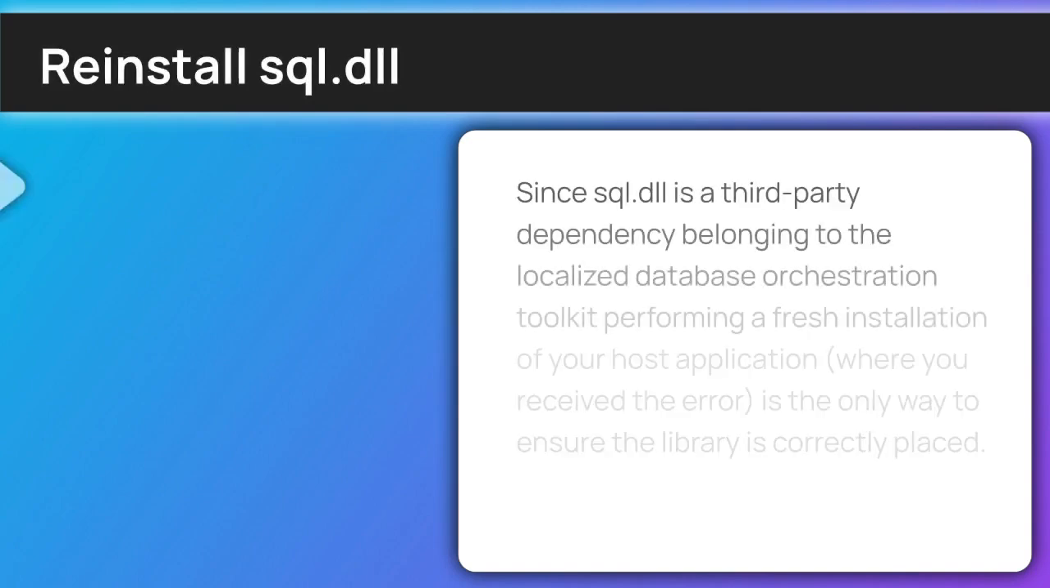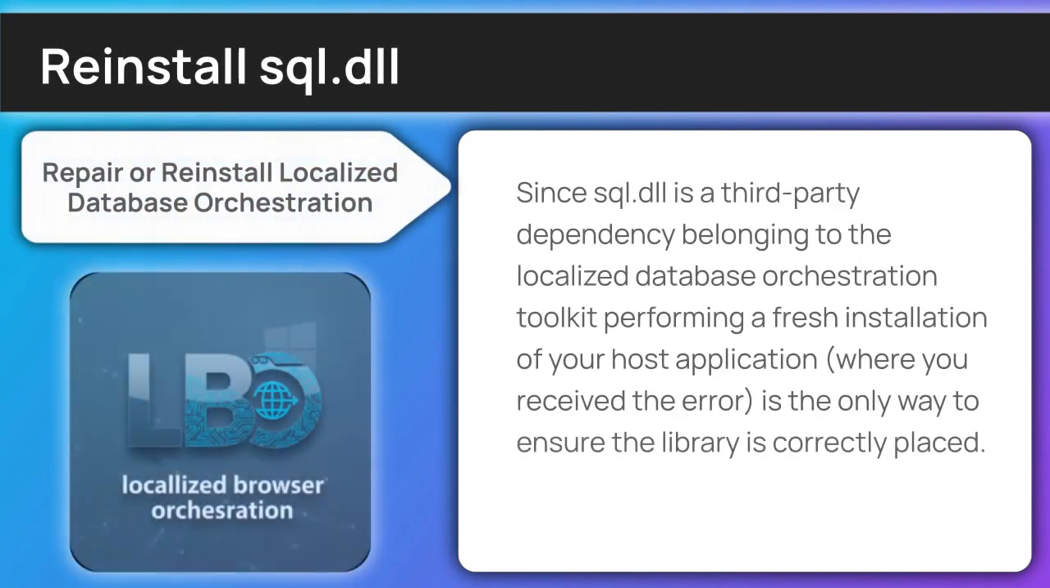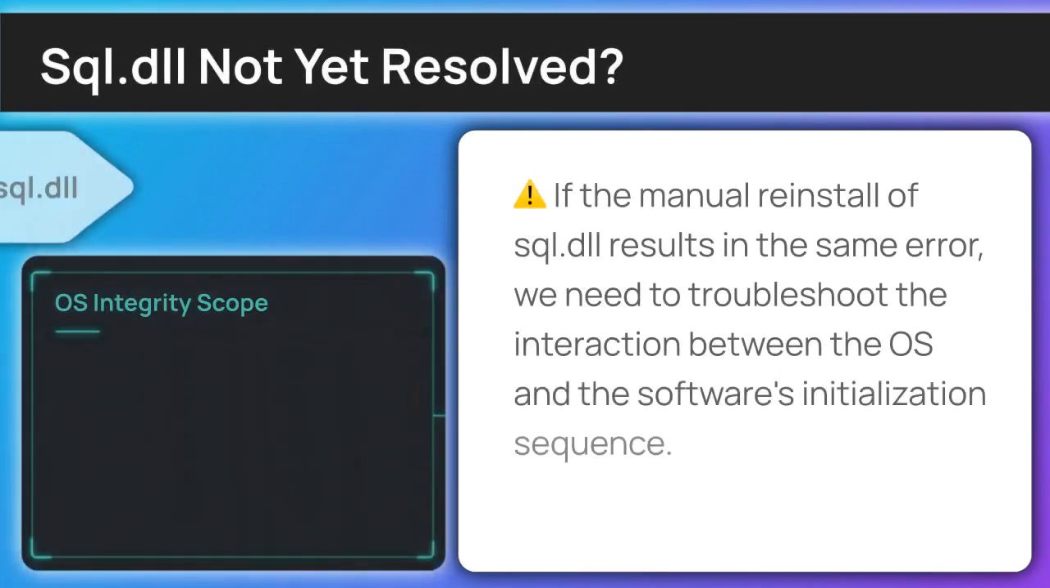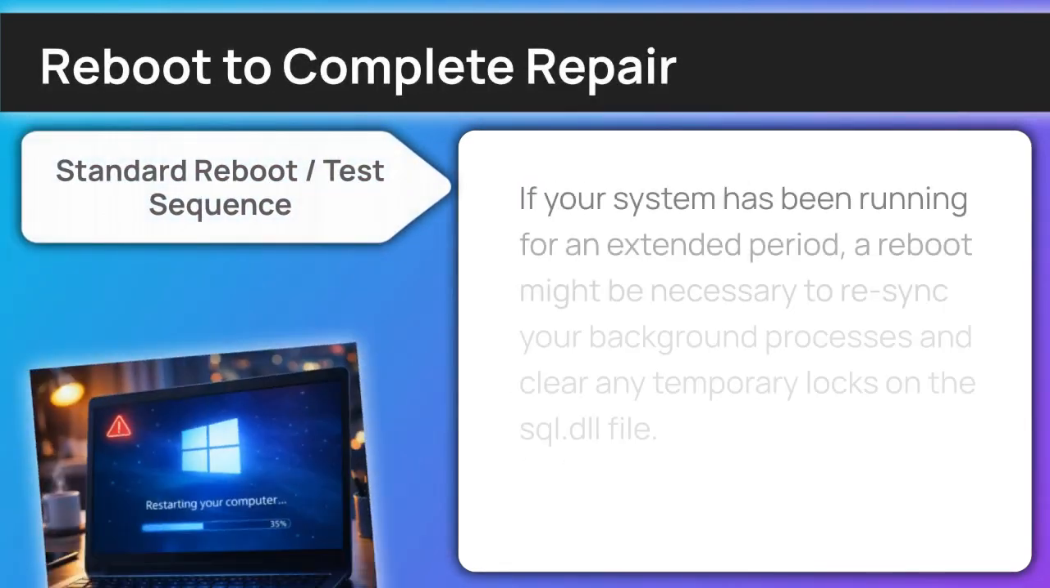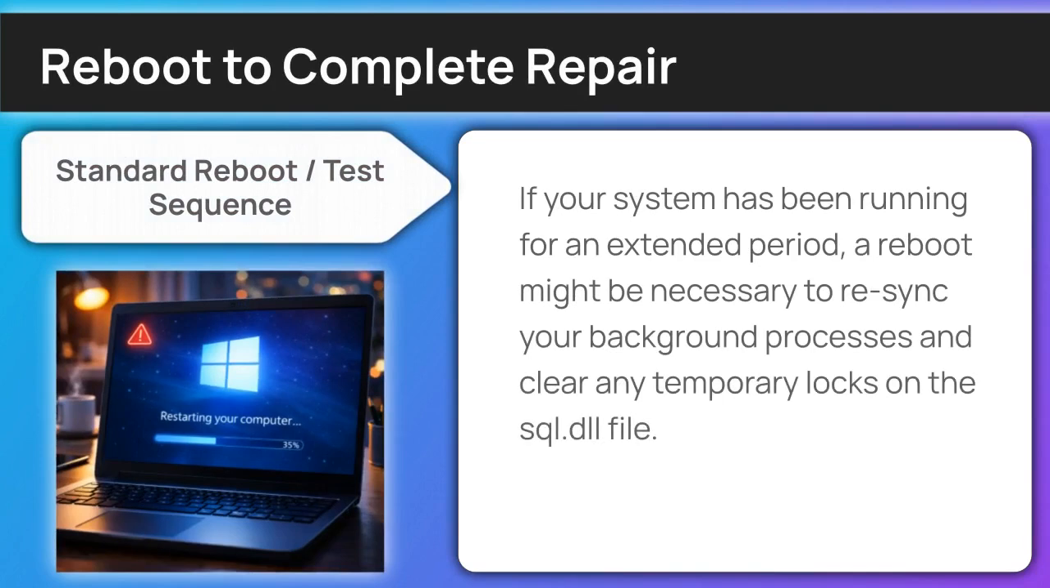Since SQL Library DLL is a third-party dependency belonging to the Localized database orchestration toolkit, performing a fresh installation of your host application where you received the error is the only way to ensure the library is correctly placed. Should the reinstallation fall short, the next step in our protocol is to validate the integrity of your system's startup environment. A full system restart clears the temporary memory cache and allows Windows to attempt a fresh initialization of all required libraries, including SQL library.